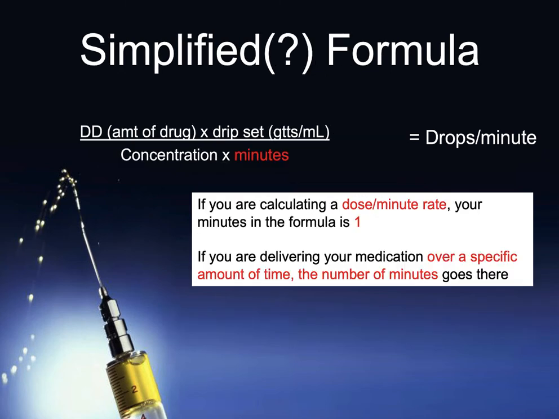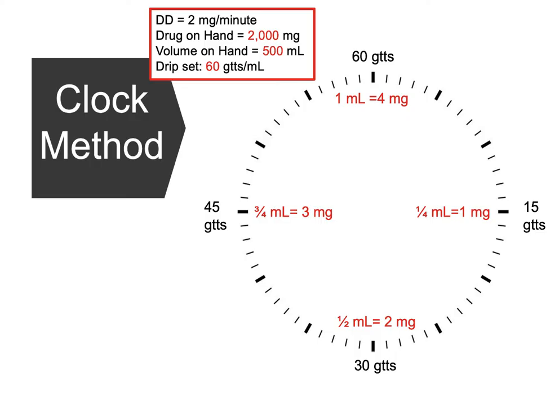A simplified formula, and I say simplified with a question mark because not everybody thinks this makes more sense. For some people this is confusing, but if you know you're doing a dose per minute rate, your minutes in the formula is always 1. So using this formula, you're going to calculate the same sort of process. In other words, the desired dose times the drip set over your concentration times the number of minutes gives you your drops per minute.